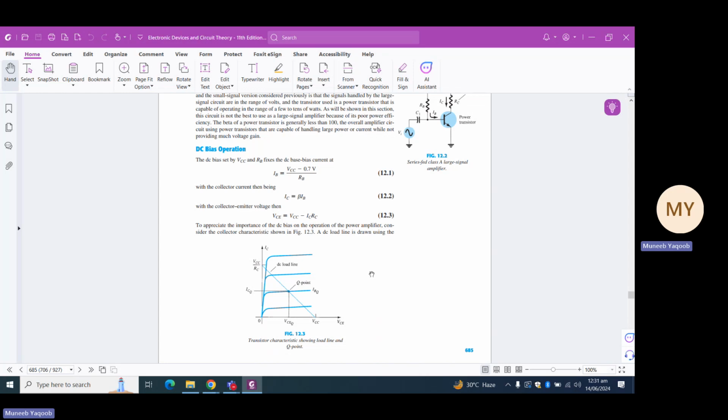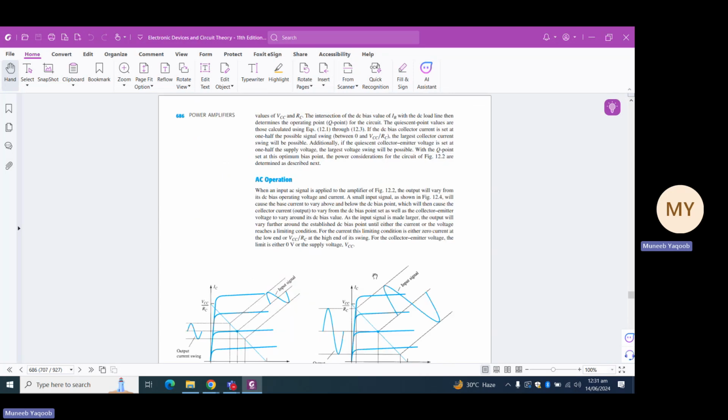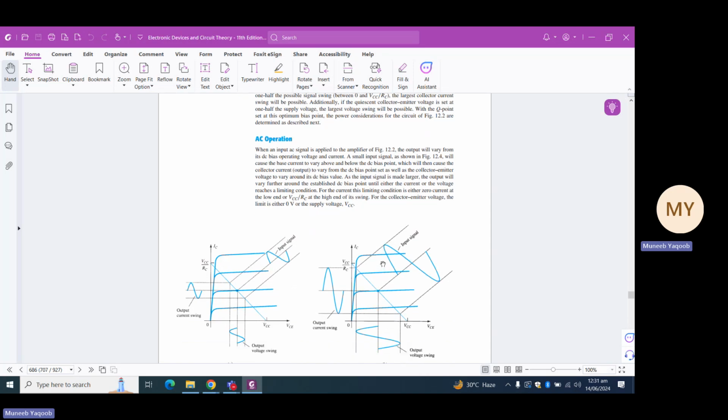Now the point of intersection of this load line and the output characteristic curve is basically the quiescent point. So hence we can easily identify whether our transistor is in the amplification region, the saturation region, or the cutoff region. Obviously, if we are to use this transistor as an amplifier, we will definitely use it in the amplification region. Now coming to the AC operations.